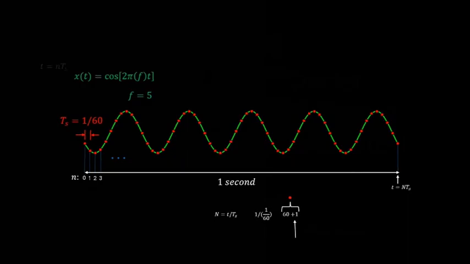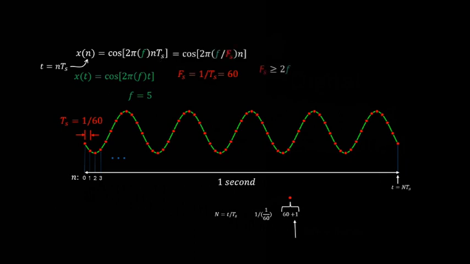Mathematically, to go from x of t to x of n, what we need to do is to substitute t by n Ts. Notice that the convention is to describe x of n. That does not require us to write x of n Ts. Now let's substitute Ts by 1/Fs.